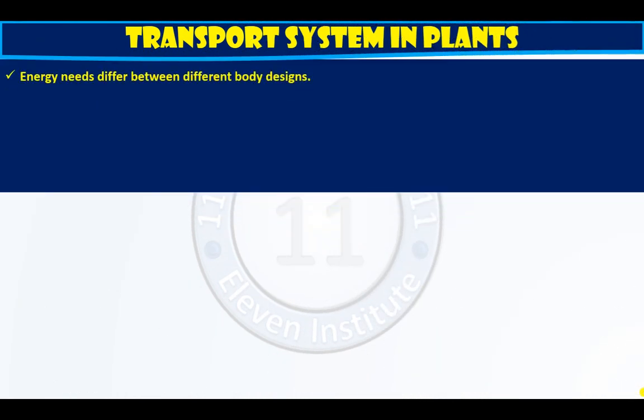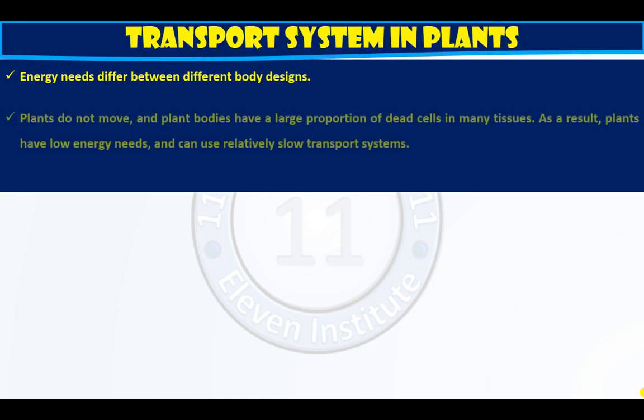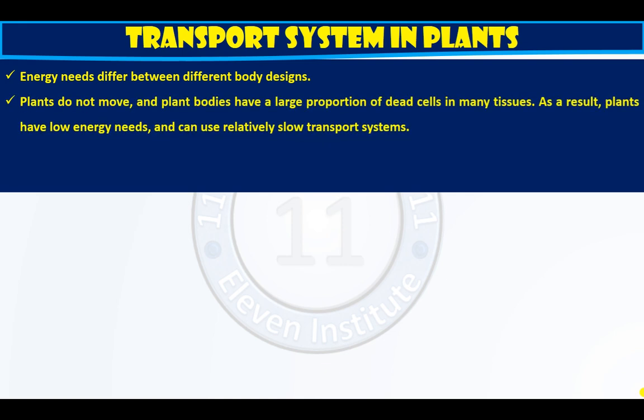So energy needs differ between different body designs. This is but obvious, right? Plants have a different body design. Human beings have a different body design. The set of functions are also different. Hence, the energy needs are also different. Plants do not move, and plant bodies have a large proportion of dead cells in many tissues. As a result, plants have low energy needs and can use relatively slow transport systems.